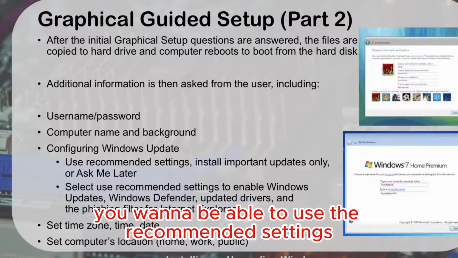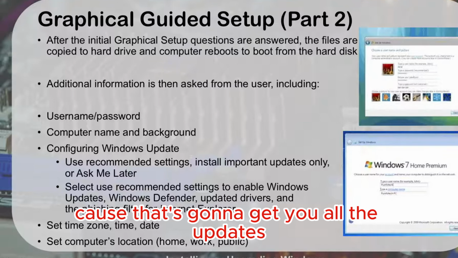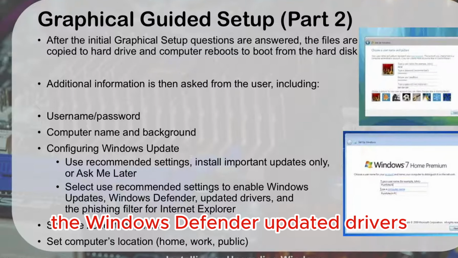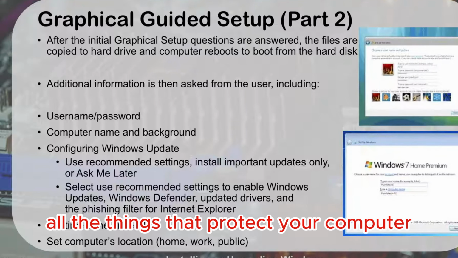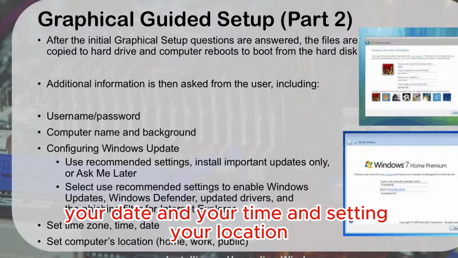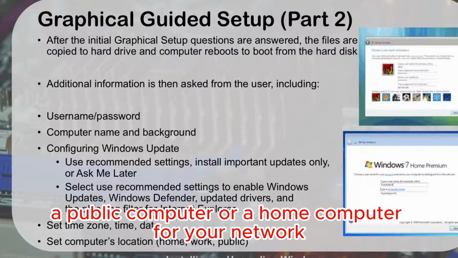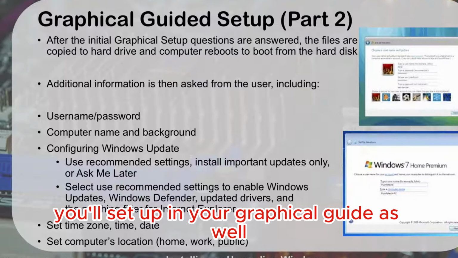Again, you want to use the recommended settings because that's going to get you all the updates, the Windows Defender, updated drivers, phishing filters for Internet Explorer, all the things that protect your computer. You also want to set your time zone, your date, and your time, and set your location. Are you at a work computer, a public computer, or a home computer for your network? Those are all things you'll set up in your graphical guide as well.